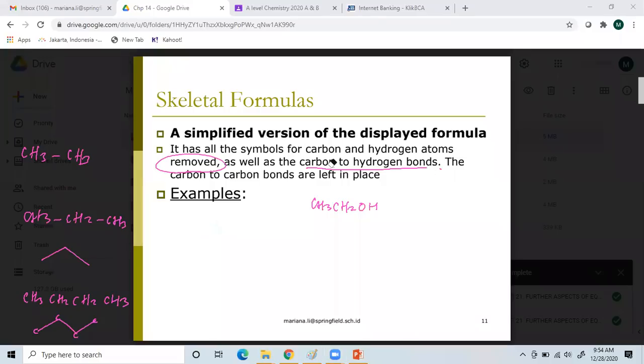How if I want to make the skeletal formula for ethanol? How to make this? You want to try? Okay, it will be like this. This is CH2 and this is CH3, CH2 OH. How about, for example, I have CH3COOH? How to make the skeletal formula? It will be like this.